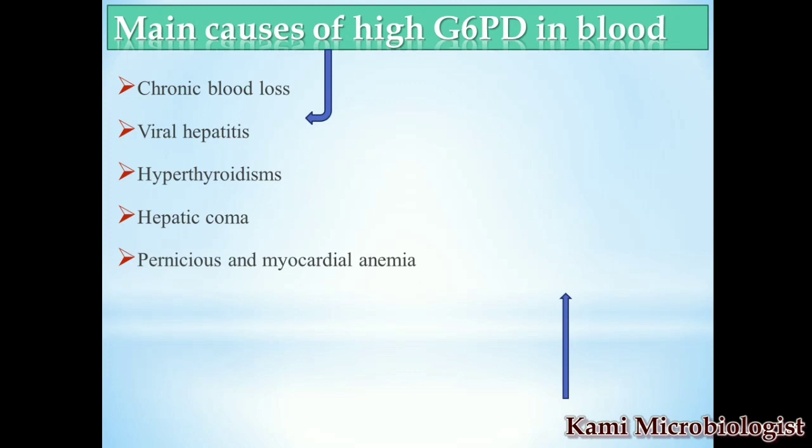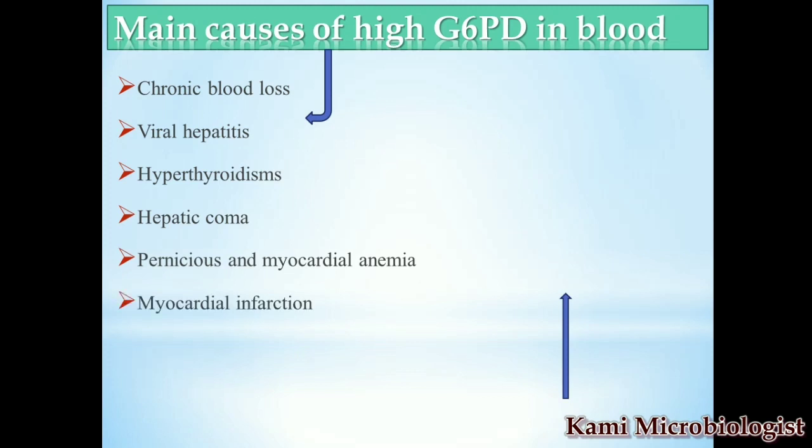Pernicious anemia is actually a type of anemia in which, let's suppose, the intestine fails to absorb vitamin B12, which is important for RBC production. So what will happen? There will be anemia. This condition is called pernicious anemia. And myocardial anemia means that if the heart is not working properly, and due to this heart problem the anemia will occur. So this is called myocardial anemia.